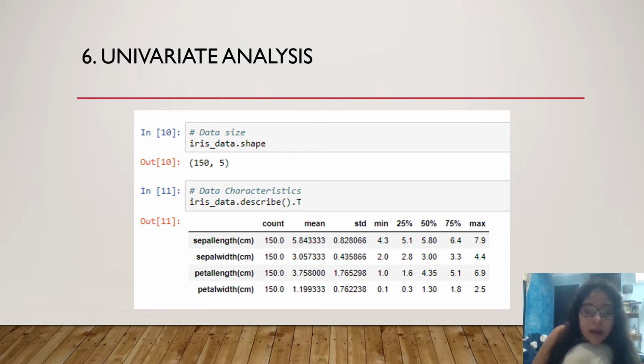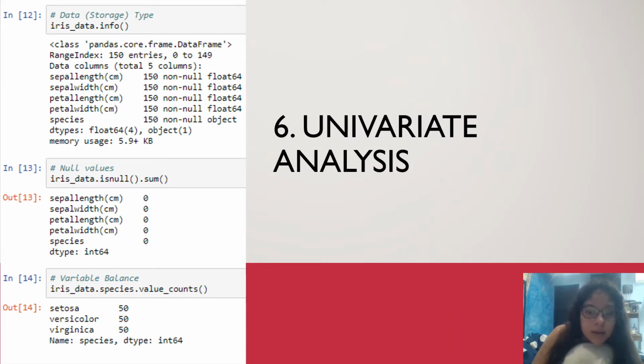After that, we can make the following command, which is describe, and it's going to show a table with the number of instances, the mean of each column, standard deviation, quartiles, minimum and maximum values, the basics. We can continue with univariate analysis. We can see the data info storage, which is very similar to the previous.